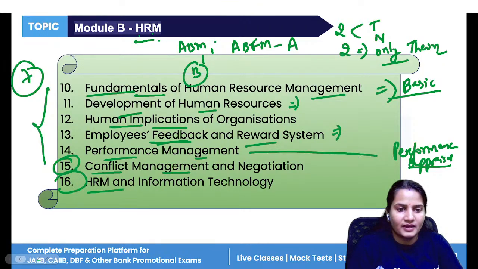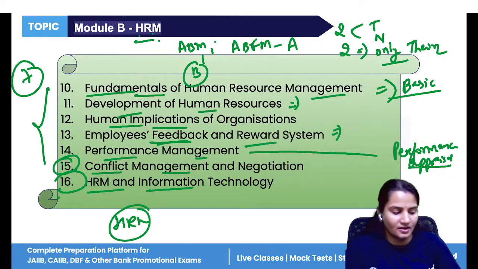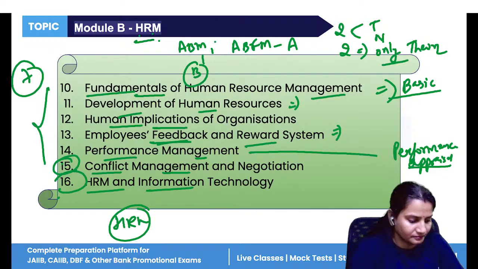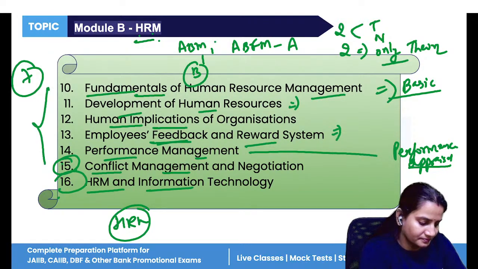And last is HRM and IT. How to integrate HR and IT in HRM. That is unit number 16. So altogether we have 7 units in module B. Any doubt to anyone?